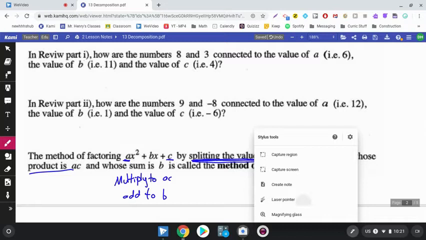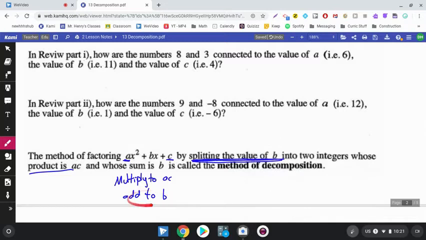So very similar to inspection, I add to the middle term, but here I'm going to find ones that multiply to the product of a times c. Okay, that's the only difference. And we call it decomposition. Well, if you look up the definition of decomposition.